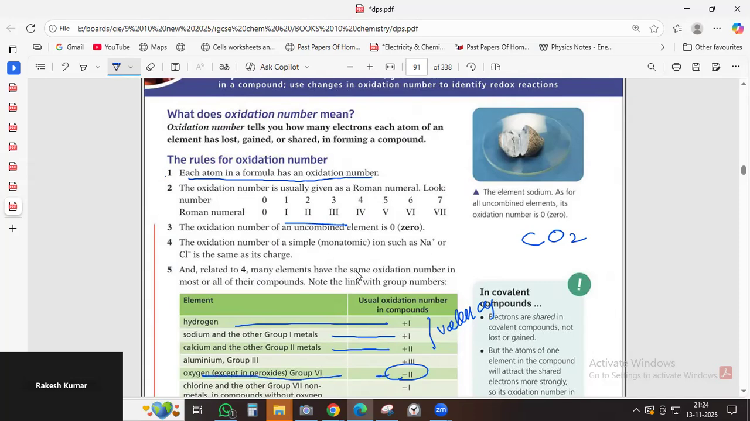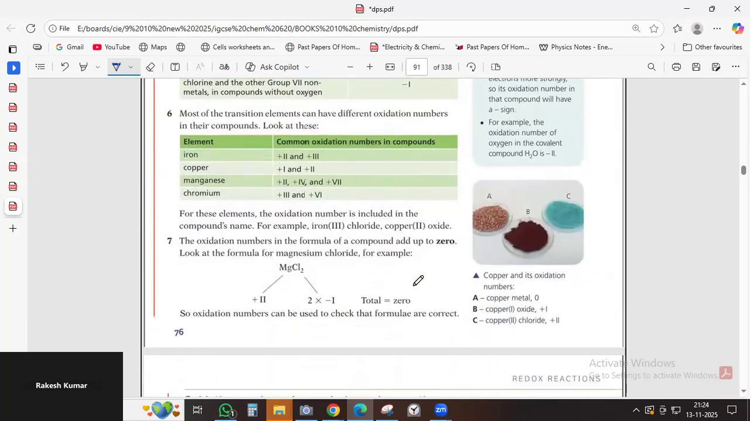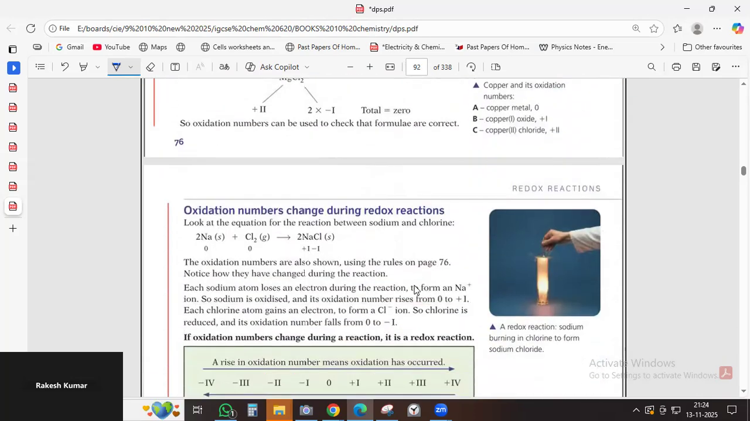Then the oxidation number in an uncombined element is 0. Now it's quite obvious. If something is uncombined, who will it give electrons to? It can't give electrons to anybody. So naturally, its oxidation state is 0. It won't have any charge. You see, if it's not giving or taking electrons from anybody around, it will be 0. All right? Diksha, did you understand?